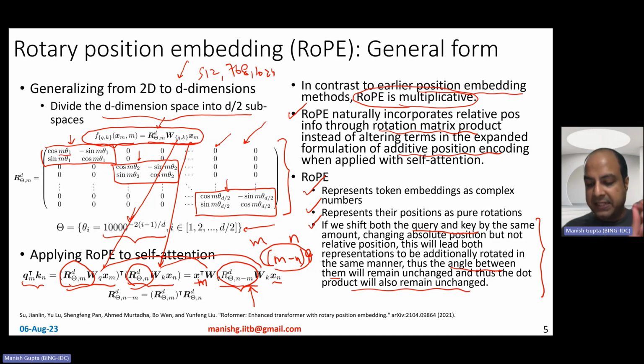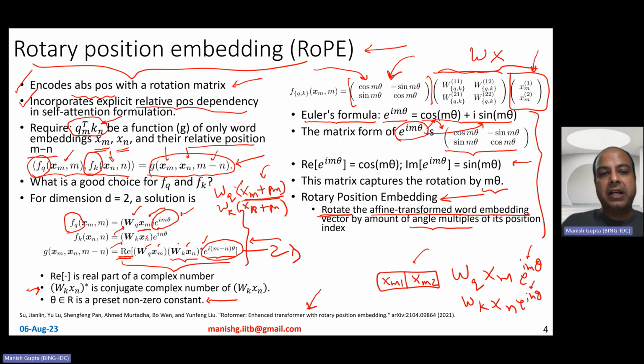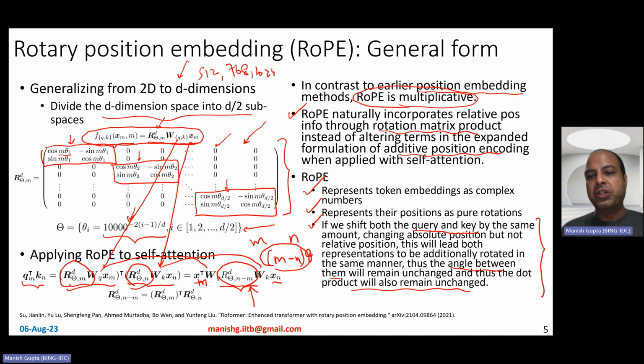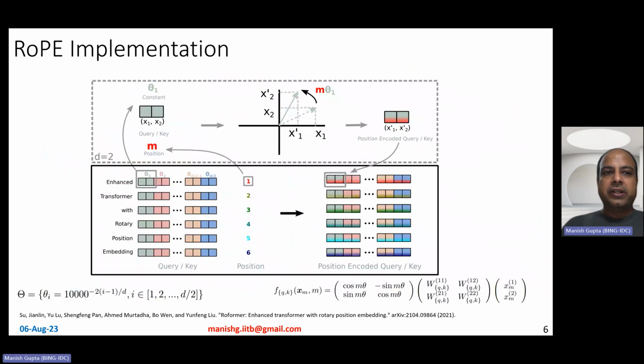So this satisfies the exact condition that we wanted: the dot product in self-attention, Q_m transpose K_n, will only depend on the distance between the query and the key, and not on the absolute values. It won't change if you move the query and the key by the same amount. Here is a simple representation of the implementation aspect, shown for d equal to 2. If you have multiple words, these are their positions 1, 2, 3, 4, 5, 6.